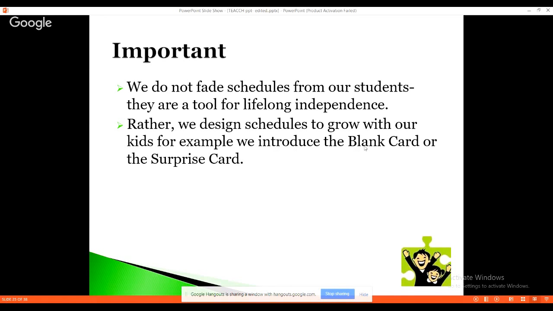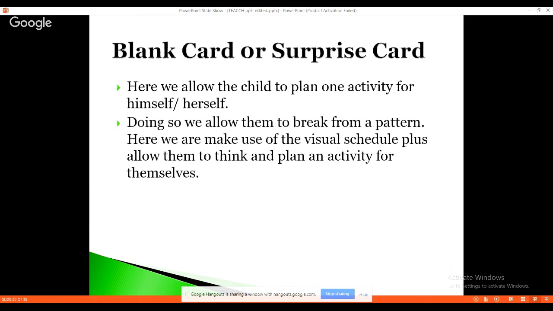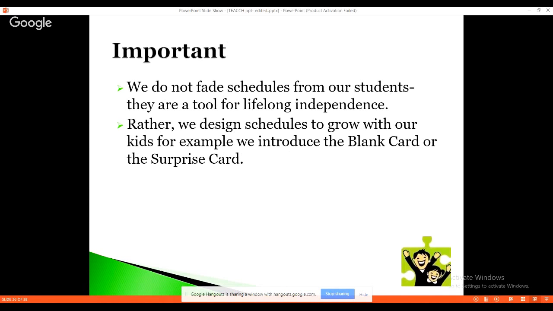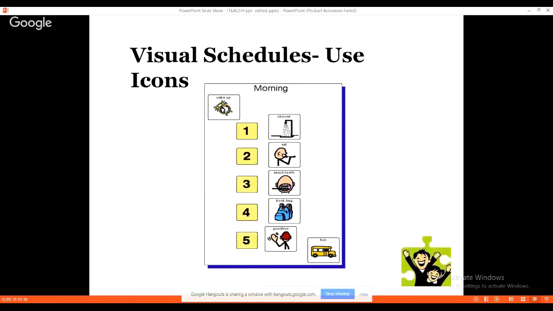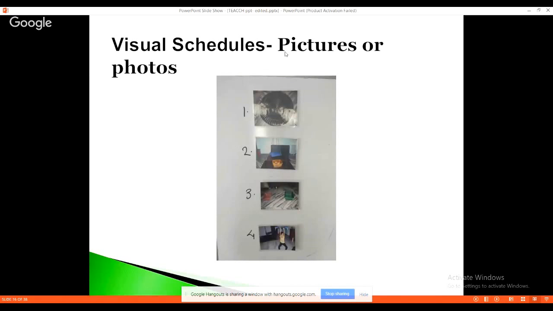For example, we introduce the blank card or the surprise card. Now I'll tell you what I mean by this. A blank card or a surprise card. Let me go back behind. Say I'm over here. If I have a visual schedule like this, and the child is learning to follow this schedule, he will always ask me for a trampoline. Of course, I can change. I will not always start with a trampoline. I will not always have the platform swing. I will change the activities that I'm doing. I may do the platform swing at number 4, or the trampoline at number 4, or the platform swing at number 1. So I can change the way I'm doing it.